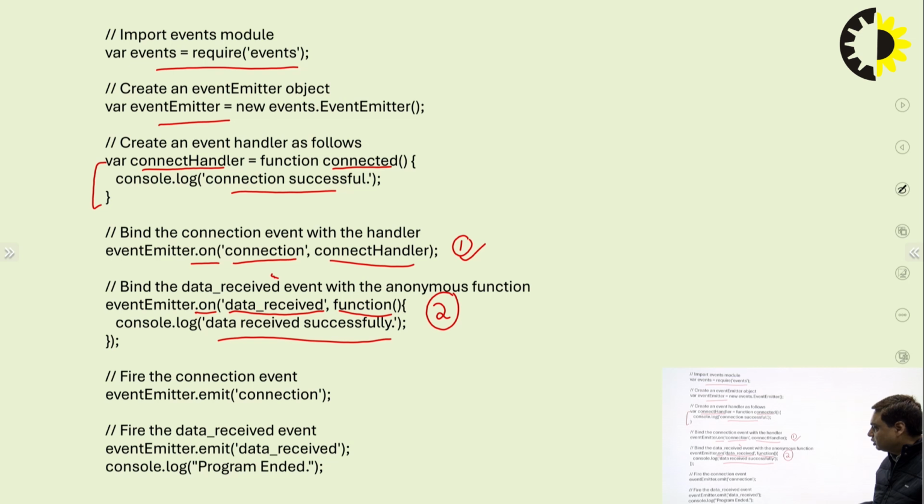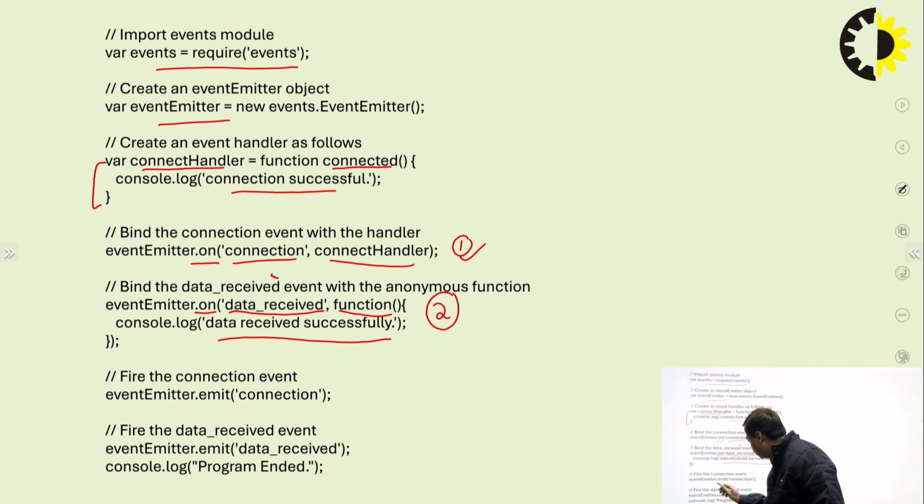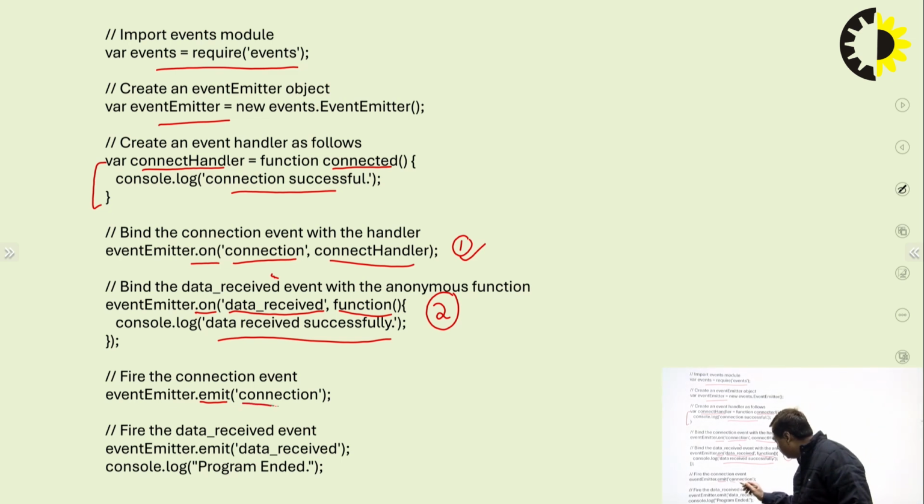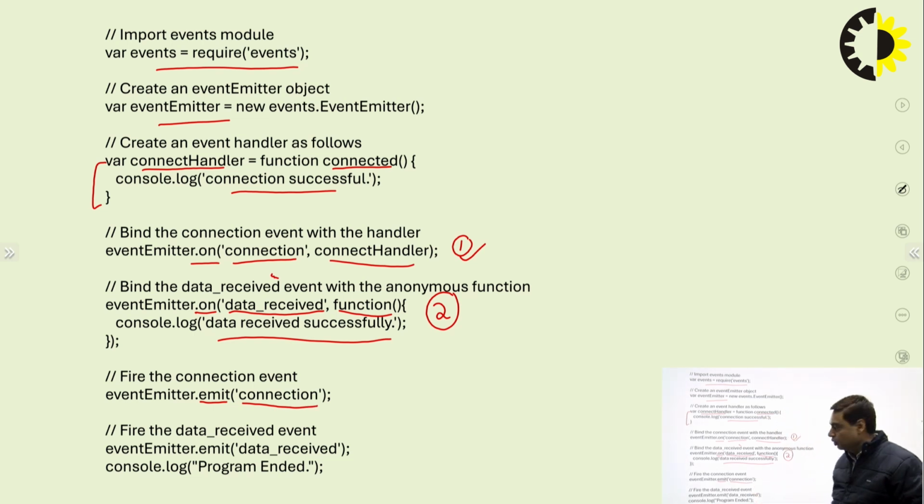So next part is to generate the event. To generate the event, we have the object and we call the method emit. With the help of the emit method, we fire the event. To fire the event, we need to pass the name of the event. The name of the event is connection. So when this statement is executed, it will fire the event connection and the corresponding connectHandler, which is a callback function or an event handler, will be executed. So it will display connection successful.